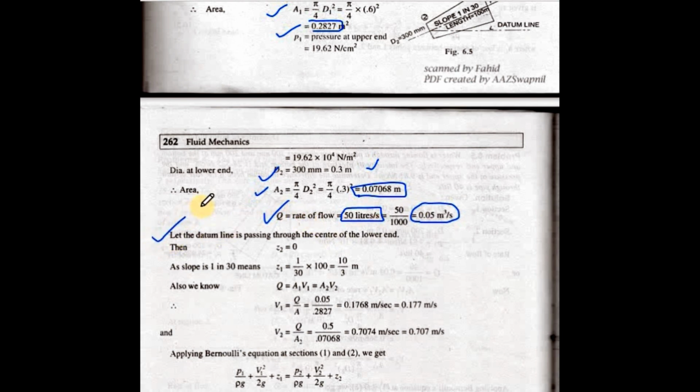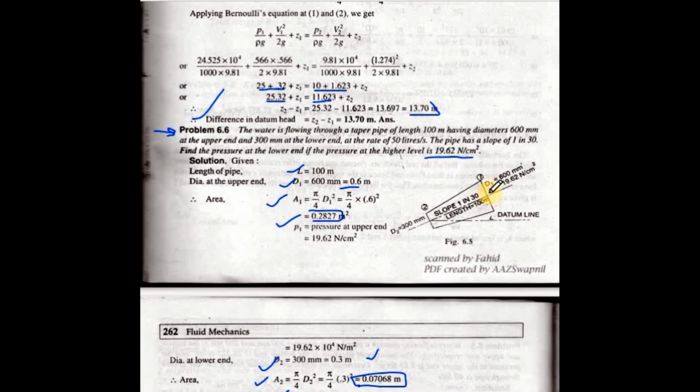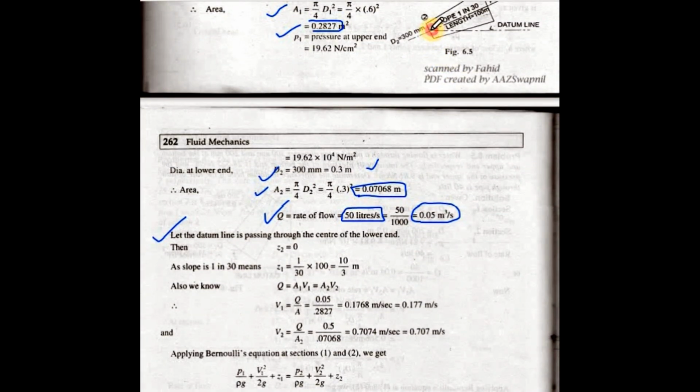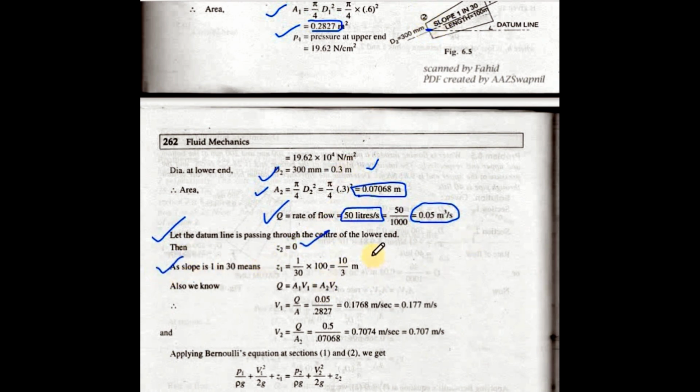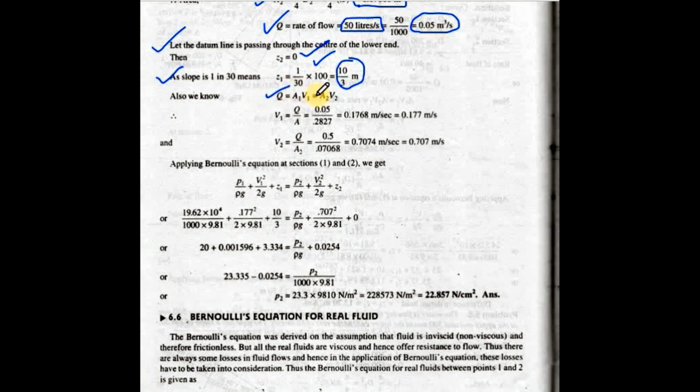Now let the datum line be passing through the center of the lower end. We have not been given any datum, so we are assuming this is your datum line. So for the first point, since it is having a slope of 1 in 30, we take 1 by 30 times the length. 1 by 30 times 100 meters, the length of the pipe, is 10 by 3. So 10 by 3 is your z1 value and the z2 value will be 0. Using the equation Q equals A1 V1, we can calculate the velocity. From here we have got the velocity, which is coming out to be 0.1768 meter per second.